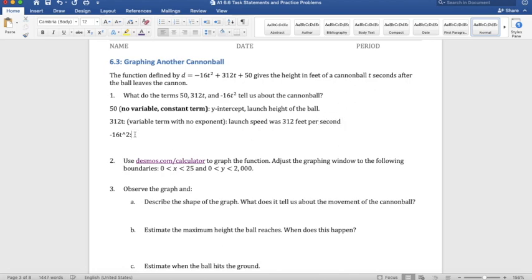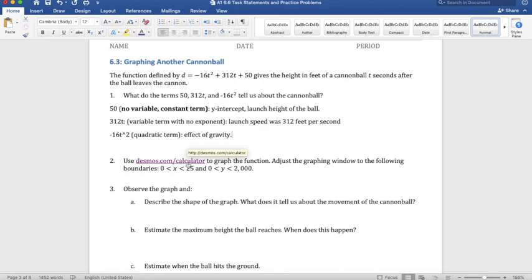And negative 16t squared, again, it's the term with the exponent, it's the quadratic term. That's just the effect of gravity. Downward acceleration due to gravity.